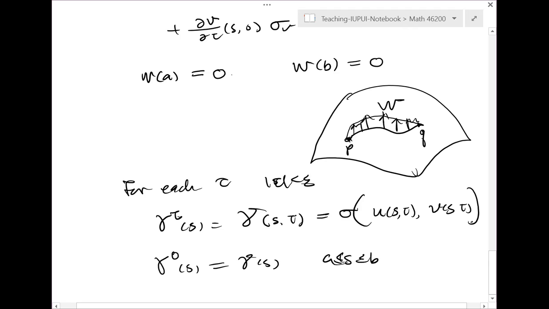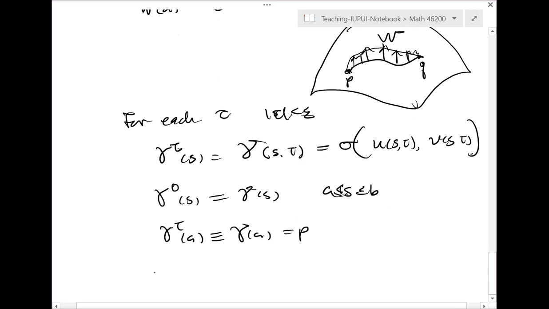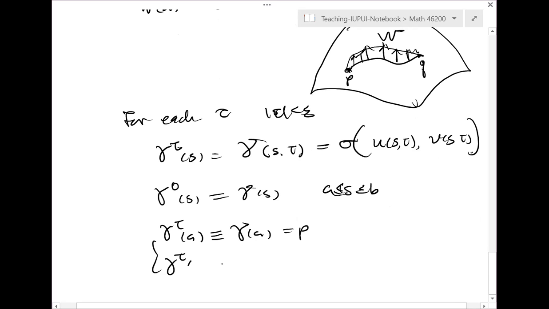Okay, and at the two endpoints, that's a P, right? And then at the other endpoint, that's a Q. Okay, so you have those two. You have a family of curves.